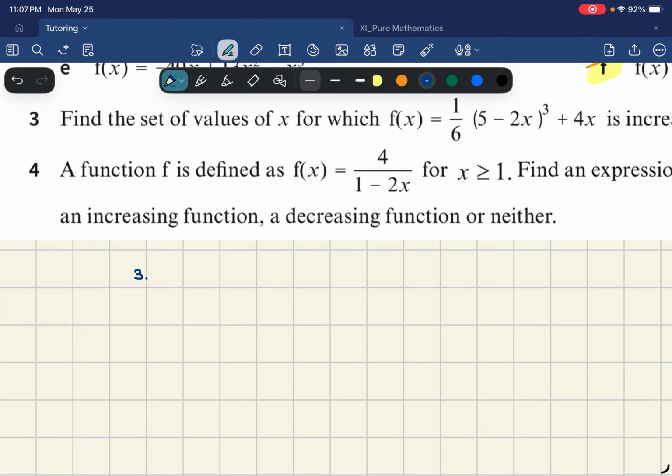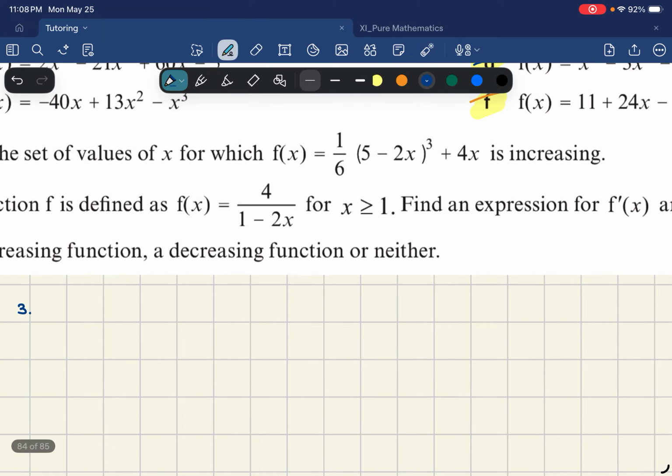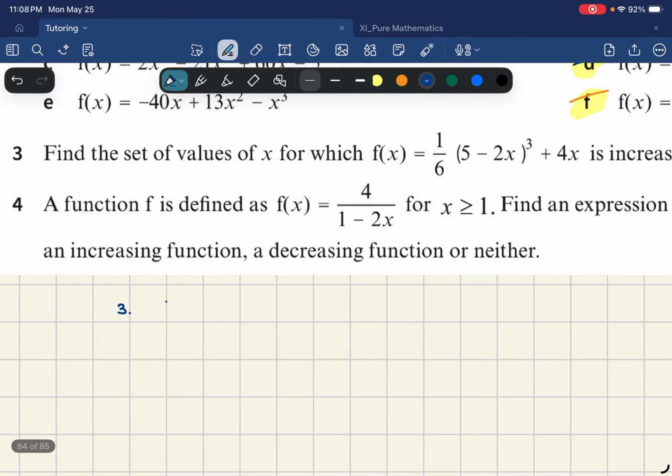Now let's look at question 3. We need to find the set of values for which this expression is increasing. So we have f of x is equal to 1 over 6, 5 minus 2x cubed plus 4x.